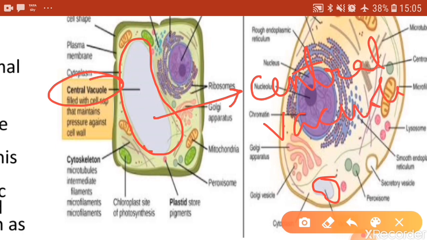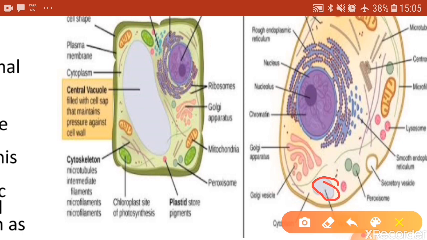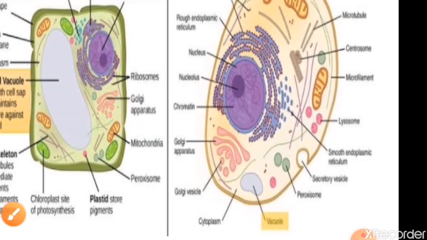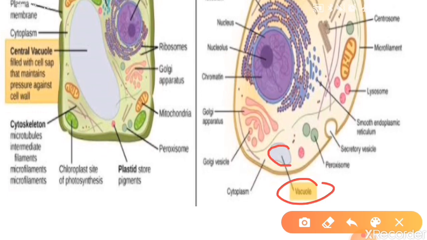There will be one or two large central vacuoles occupying more than 50 to 90% of the cell volume, and because of the central vacuole, the nucleus in plants is pushed towards the side or periphery, right? Now, in case of animal cells, the vacuoles are quite small in size. The vacuoles are very small in size.